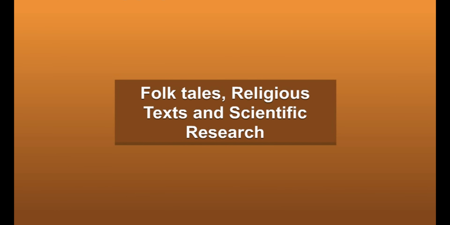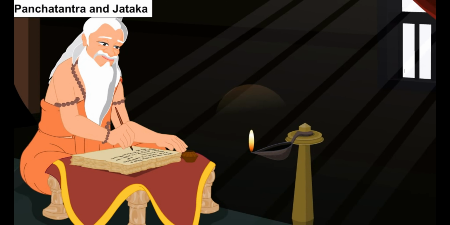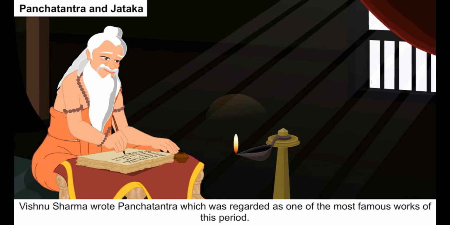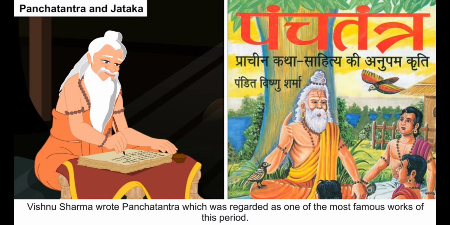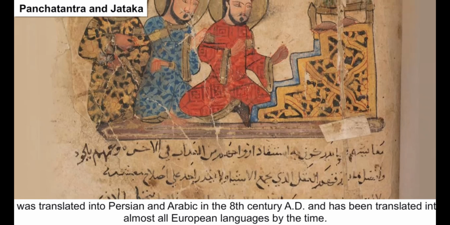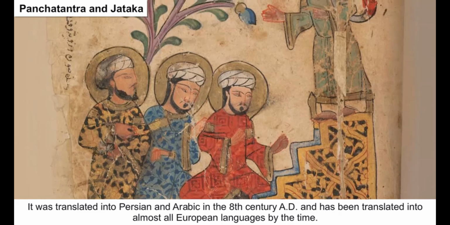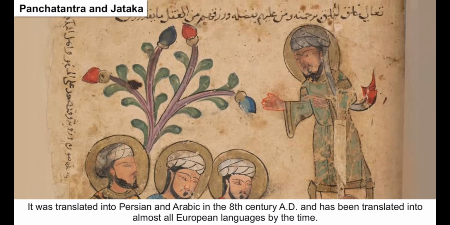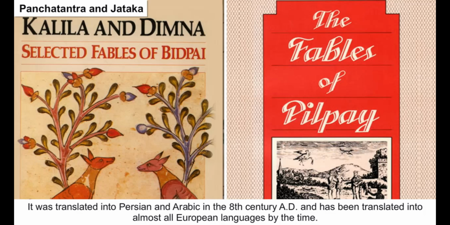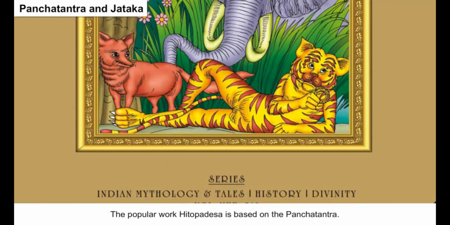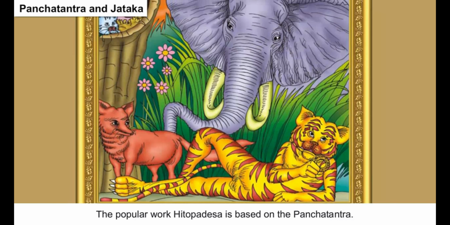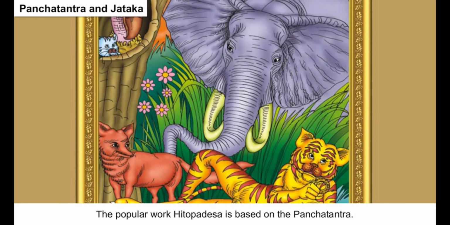Folk tales, religious texts, and scientific research. Panchatantra and Jataka. Vishnu Sharma wrote Panchatantra, which was regarded as one of the most famous works of this period. It was translated into Persian and Arabic in the 8th century AD and has since been translated into almost all European languages. The popular work Hitopadesha is based on the Panchatantra.